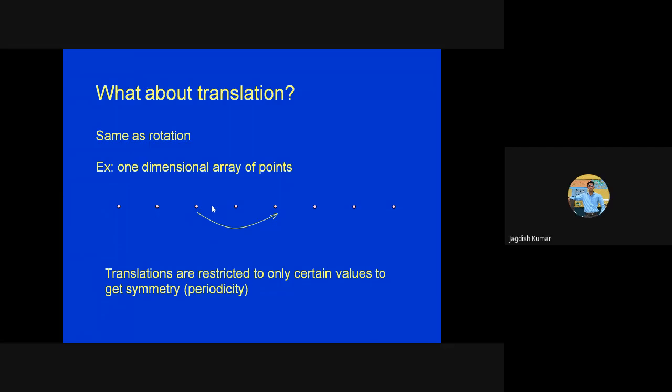So even in periodic structures, every translation is not a symmetry operation. Only those translations are symmetry operations which follow certain specific rules. That is something which you should notice carefully. So translations are restricted only to certain values to get symmetry. That is the main thing here.